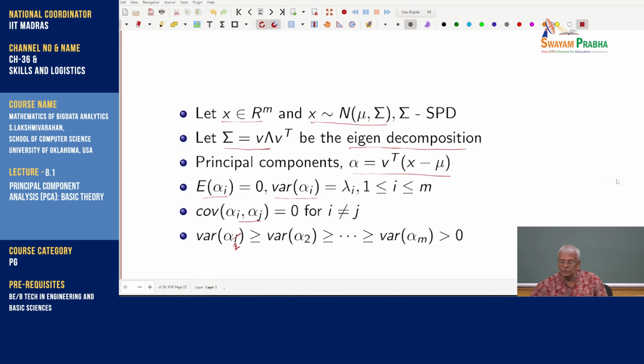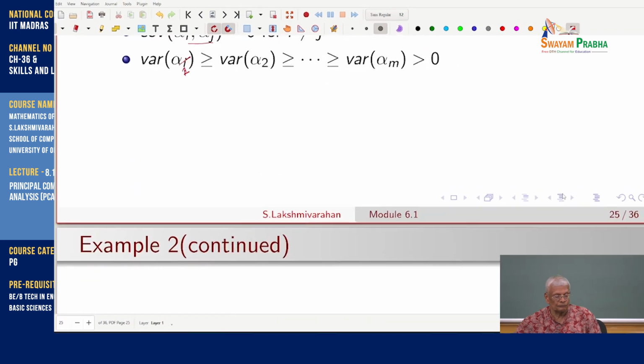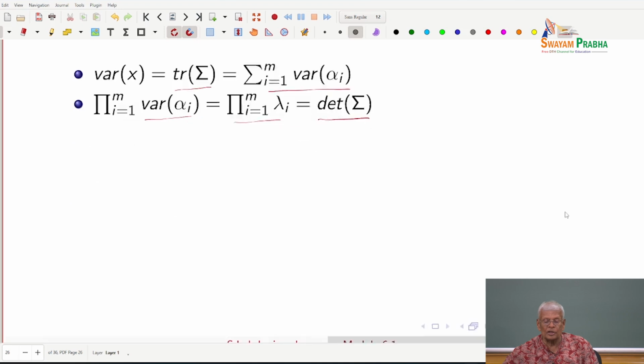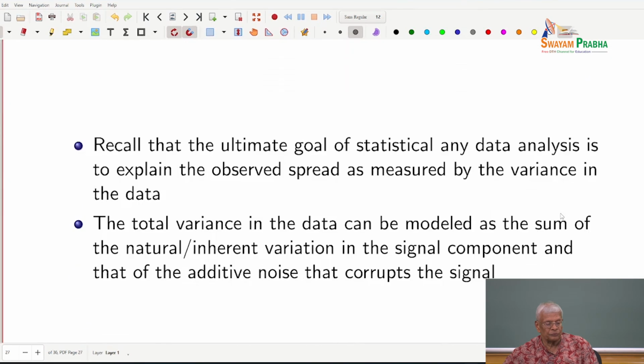Now we are going to continue in the same vein. The total variance of the components of the vector X is equal to the trace of the matrix, which is equal to the sum of the variances of alpha i. The product of the variances of alpha i is again the product of the eigenvalues, and the product of eigenvalues is the determinant of the covariance matrix sigma.